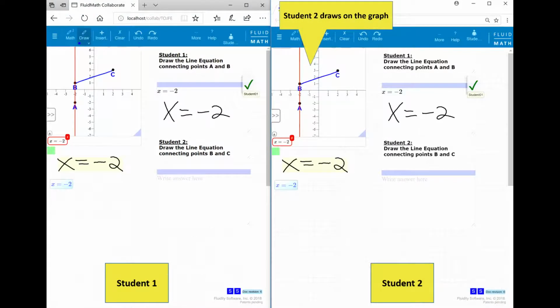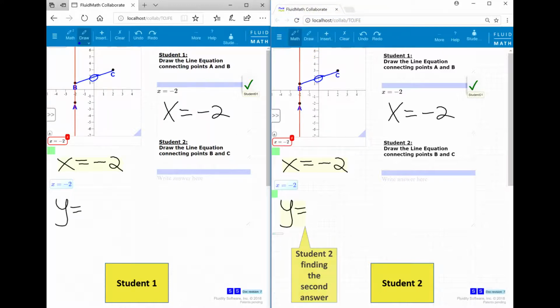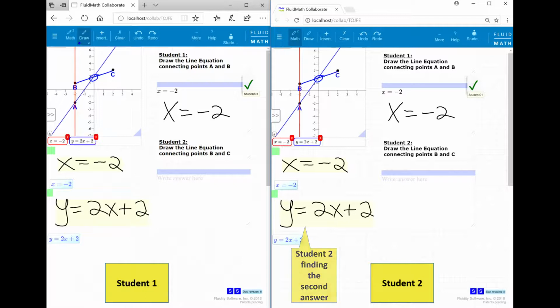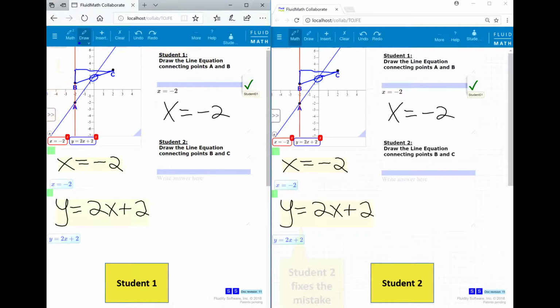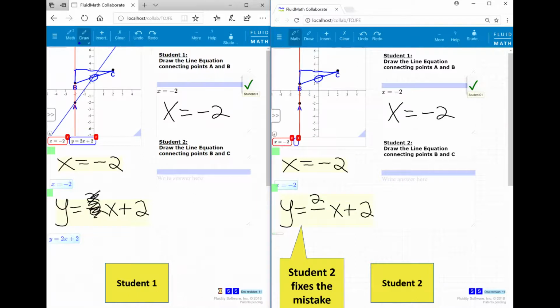The student annotates the graph, then writes an equation to test it. The first student annotates the graph with the change in y and the change in x to help the second student, who can then fix the slope in the equation and then enter the correct answer into the second answer box.